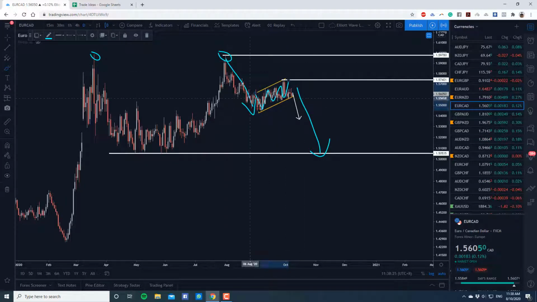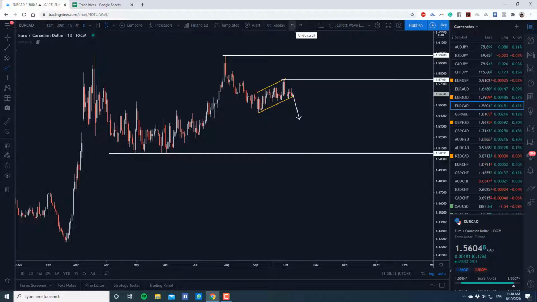Every time we see this combination, there's a high probability price will continue, likely coming back to this low around 1.5053. Right now the current market price is around 1.56, so that's close to 600 pips of downside opportunity. From the bigger time frame perspective, the downside is huge and attractive.